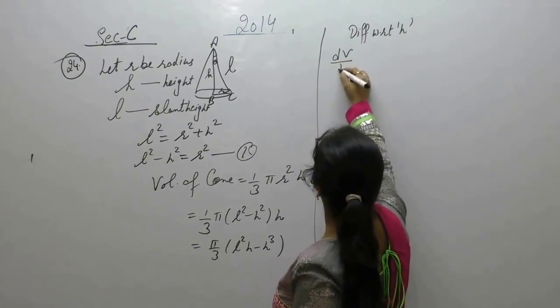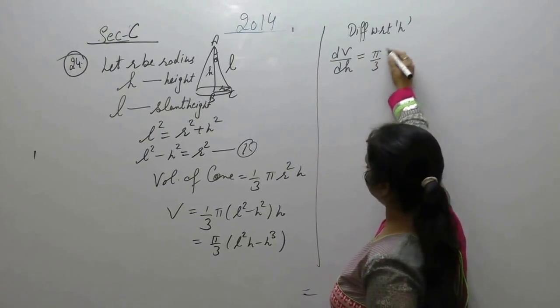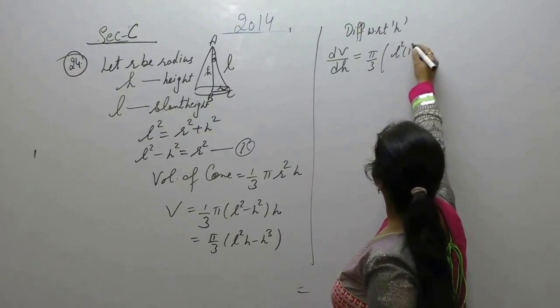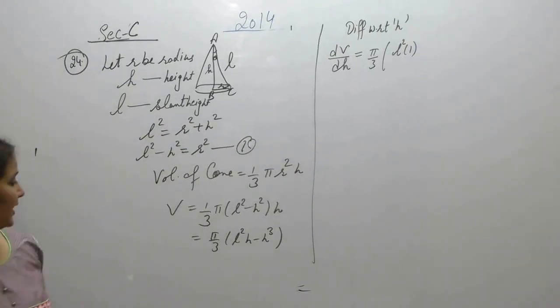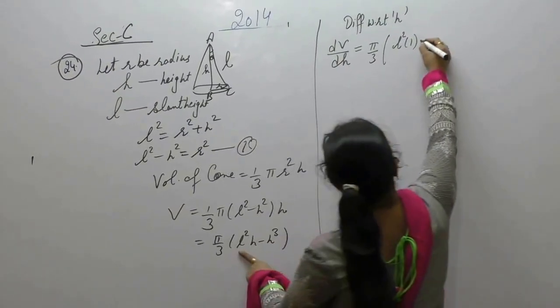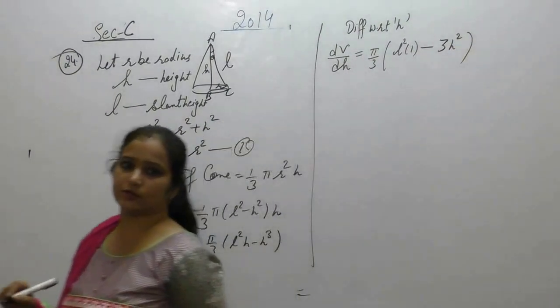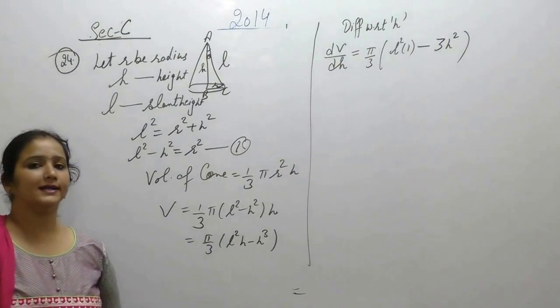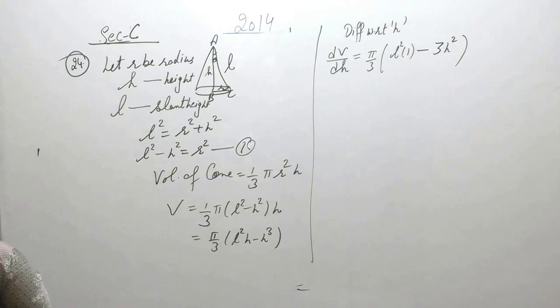dV upon dh, volume as V, pi by 3, derivative of h with respect to h is 1. So l square is constant, slant height, minus 3h square. So we get dV upon dh is pi by 3 into l square minus 3h square.